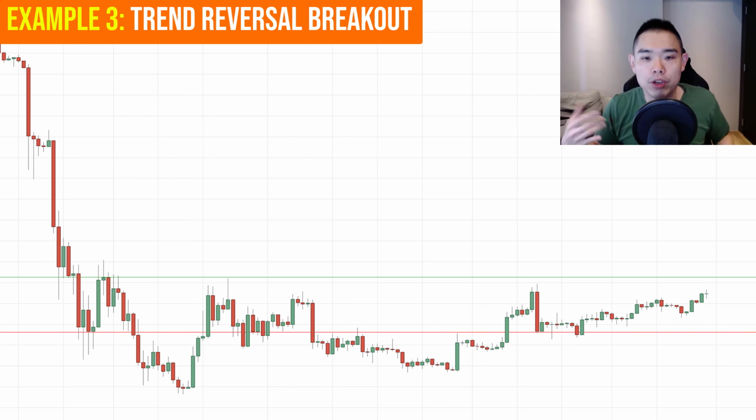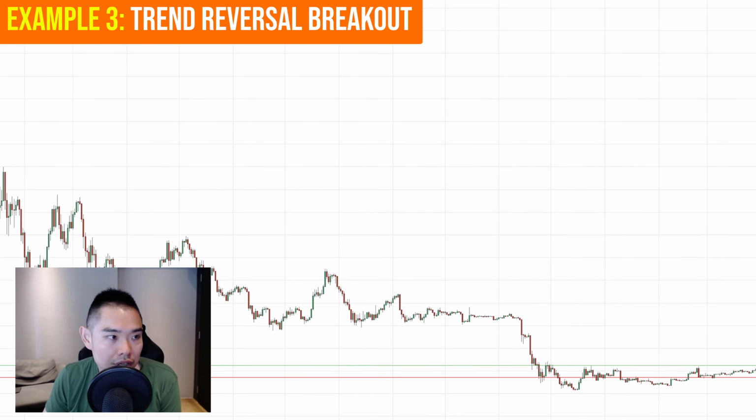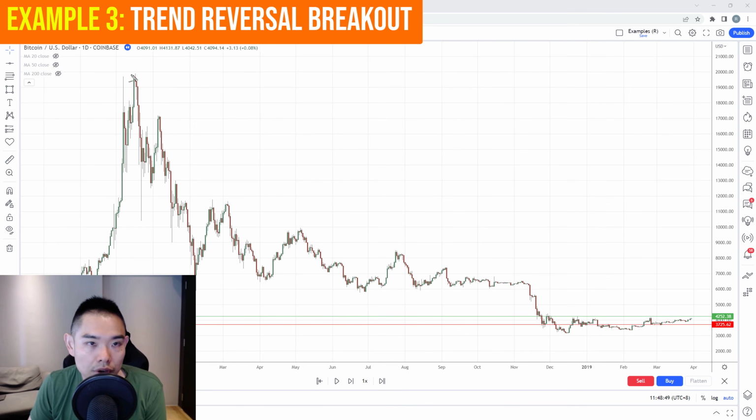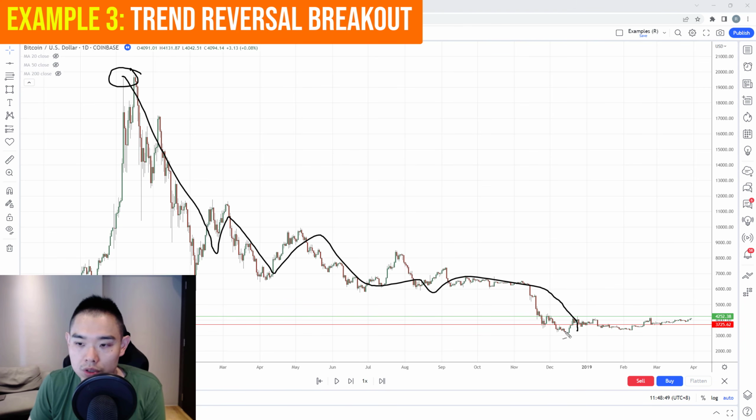And the next thing is that when you trade such a reversal chart pattern, for me personally, I don't aim for a 1-to-1 risk reward ratio, because this could be the start of a new uptrend. If you zoom out a little bit, notice how much the price has collapsed from these highs of 20,000 all the way down to these lows of about 3,000.